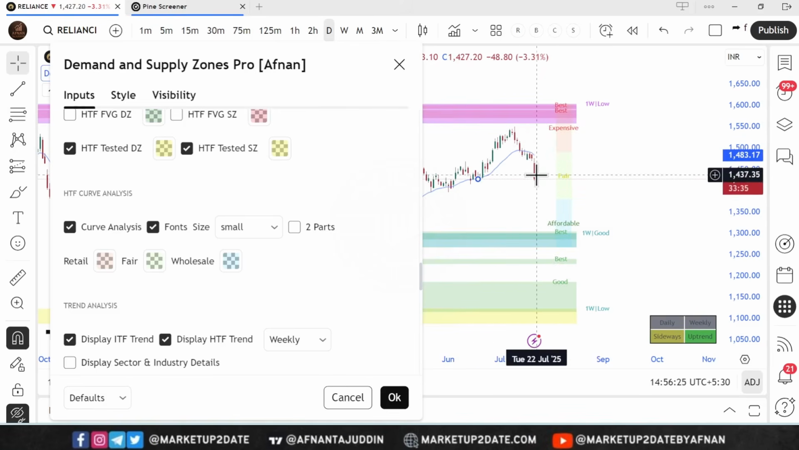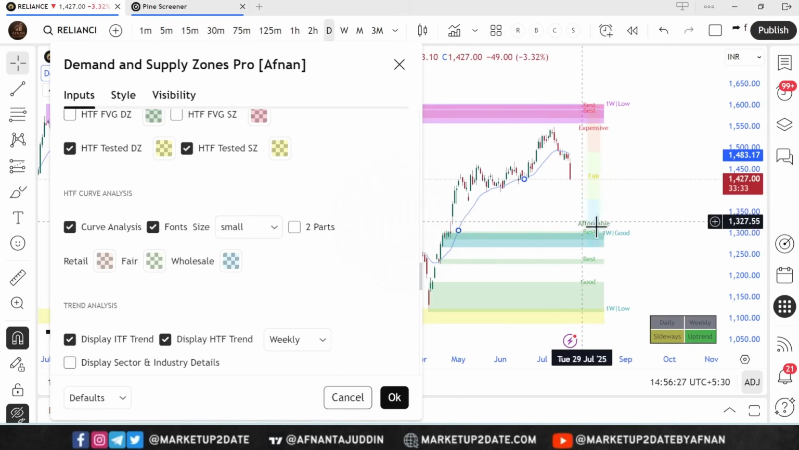The blue area at the bottom is the wholesale or affordable zone. Prices here are considered cheap. This is where you should be looking to buy. The area in between is the fair price or equilibrium zone. There is also a 2-parts option. If you prefer a simpler model, checking this box will divide the range into just 2 halves, premium and discount.